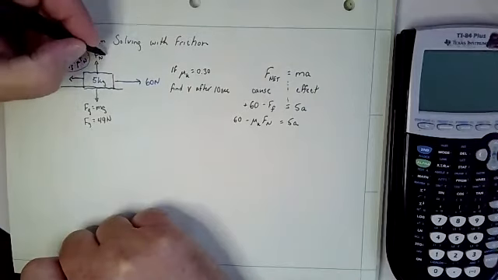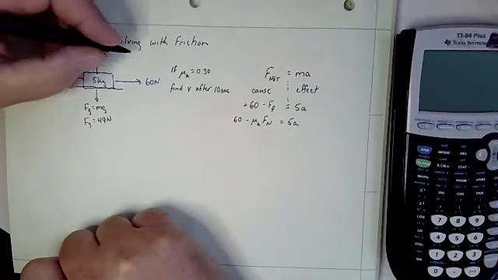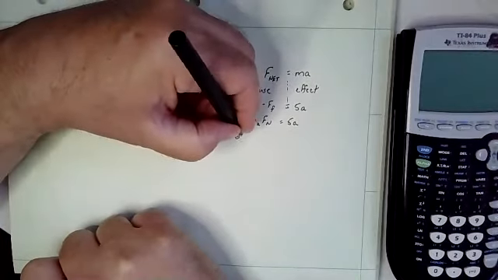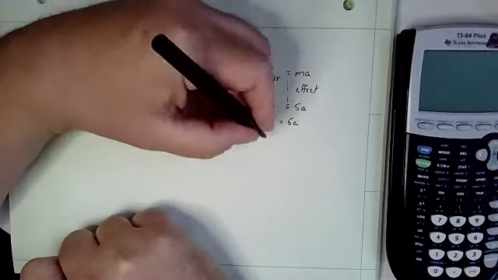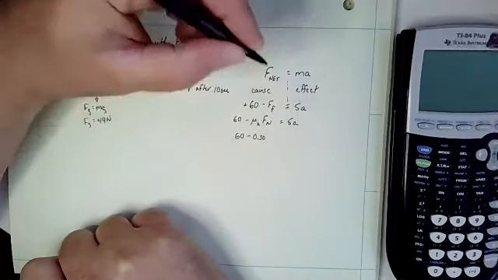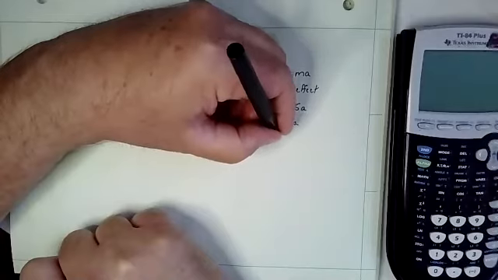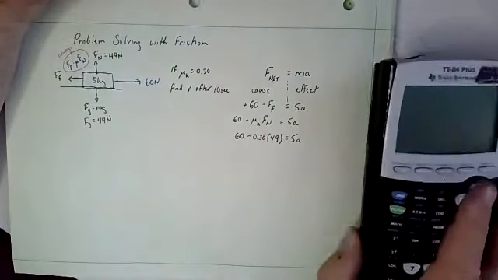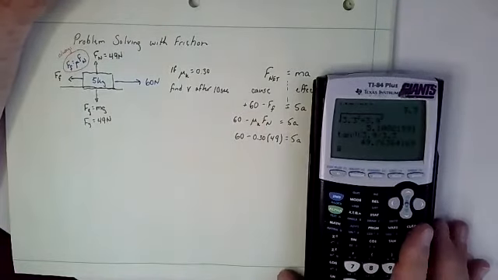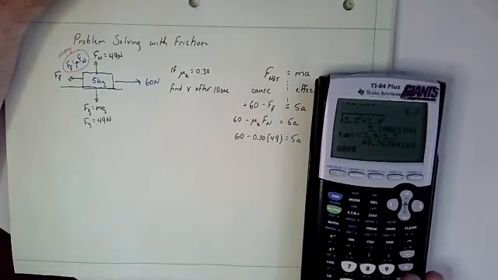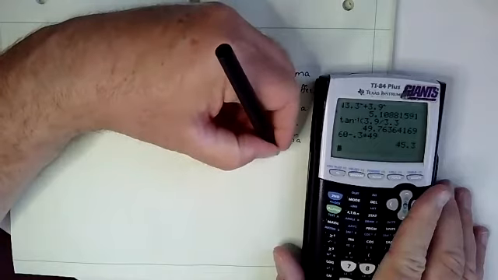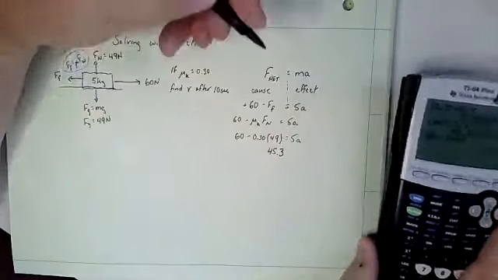In this case, the normal force, since there aren't any other vertical forces acting, is going to be equal to 49 newtons. So this will be 60 minus coefficient of friction 0.30 times 49, and that equals 5 times A. So we'll do this step on the calculator. Okay, 60 minus 0.3 times 49, and we'll get a number for that. So that's 45.3. Now this is what the net force is.